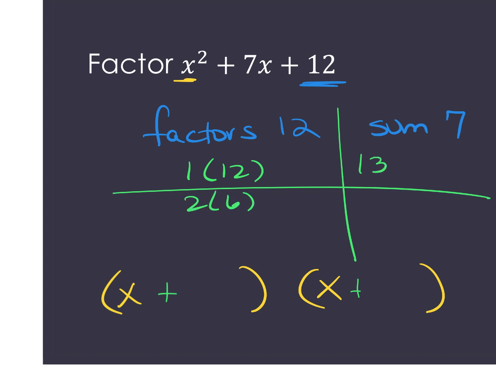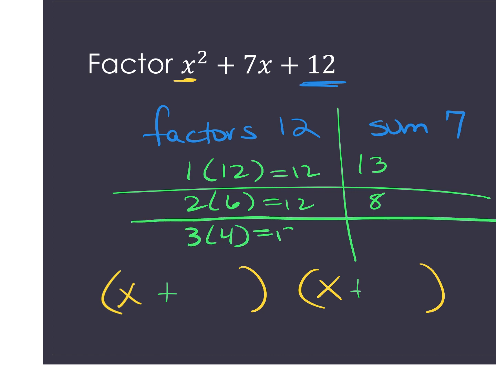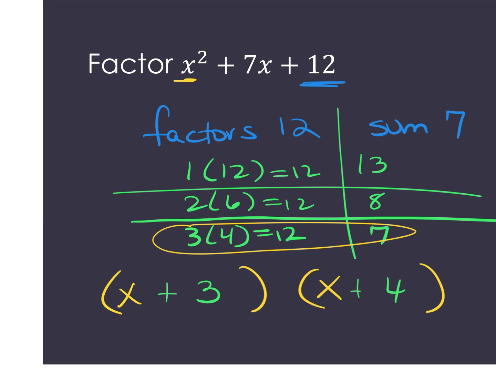2 and 6. This gives me 12, but when I add it, I get 8. And then finally, 3 times 4 gives me 12, and when I add 3 and 4, that's the combination I'm looking for. So I'll put in here plus 3, plus 4. Again, you can FOIL these to double check your answers. When the numbers start getting kind of large, I highly recommend you FOIL it. It will help save your answer, especially if your signs are messed up.